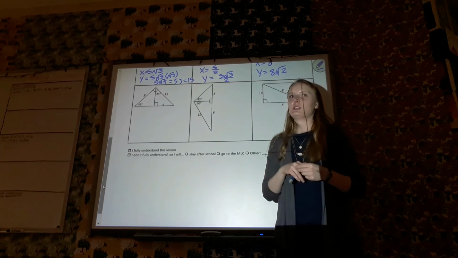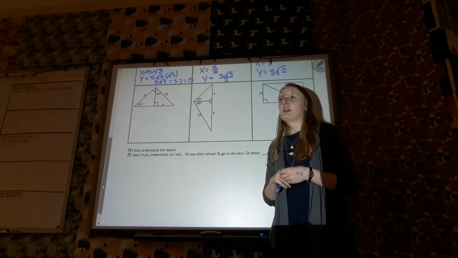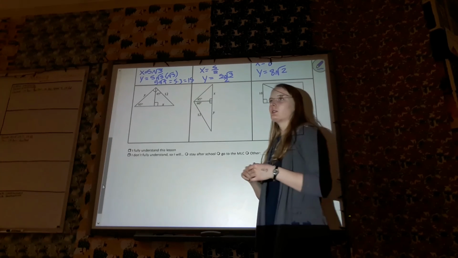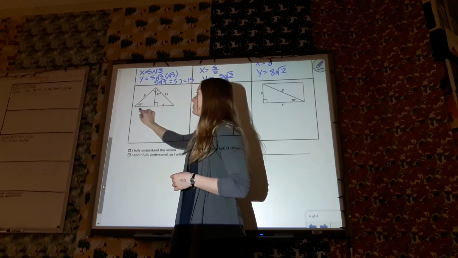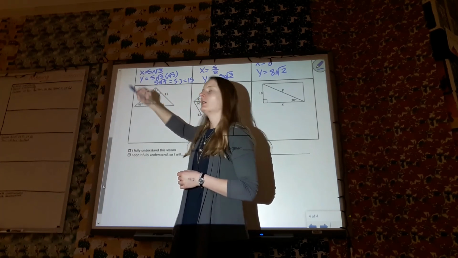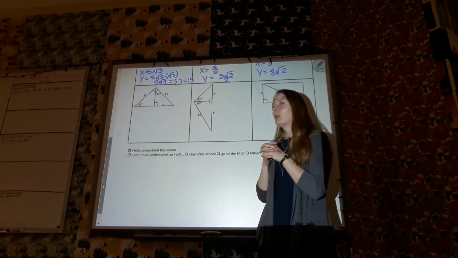Alright, this is an interesting question. So there are two different right triangles. Do you see the two different right triangles? I have this one right here, and then I have the whole triangle. In order to analyze this, I have to figure out which one of these two right triangles would be more helpful as I'm working.